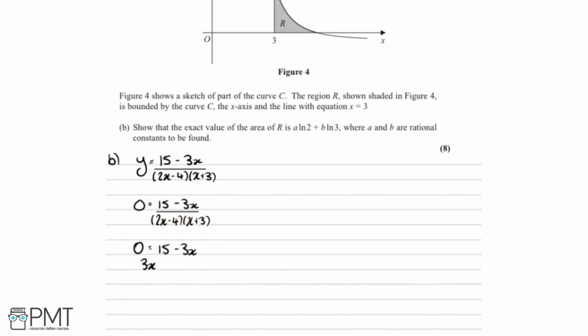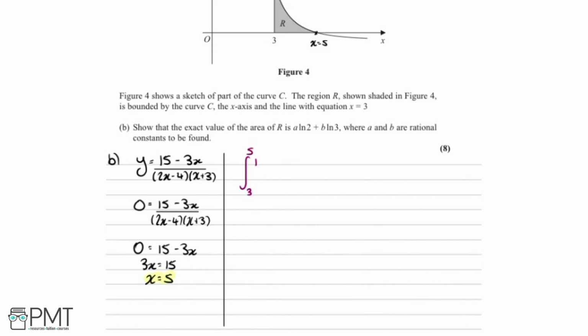So 3x equals 15, so x equals 5. That's great, we've got our first bit of information that we need to know: this point right here is x equals 5. Essentially, to answer the question, we're going to need to integrate between x equals 3 and x equals 5, and we're going to be integrating the curve C.